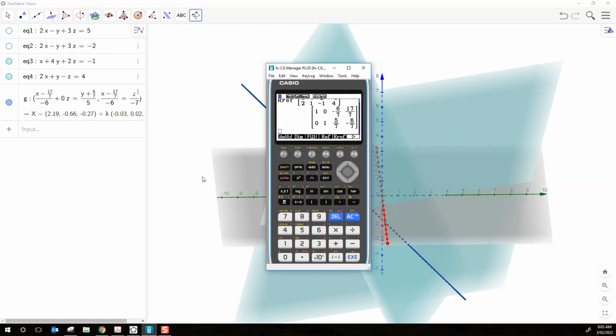So in a nutshell, two planes in 3D space, they will either be inconsistent, where the planes are parallel, or they will intersect in a line. That's enough for this one. Next one will be about what happens when we have three planes in 3D space.